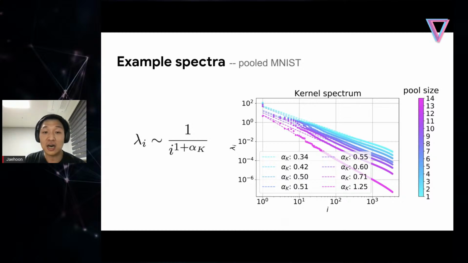In order to make further progress in this approach, we need to make some ansatz on the properties of these kernels. One hint comes from looking at the eigenvalue spectrum of these kernels on a real dataset. Here we plot the kernel spectrum on the pooled MNIST dataset, and we observe that the kernel eigenvalue spectrum follows power law behavior. And we can model the decay of the kernel eigenvalues with this power law formula.